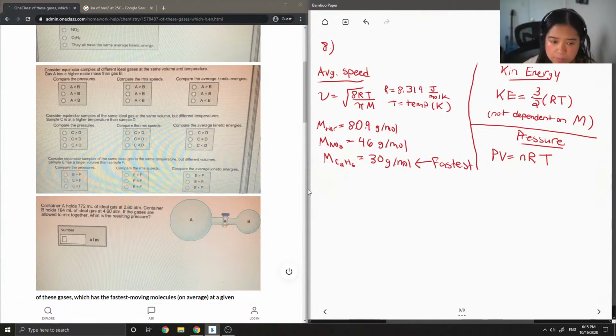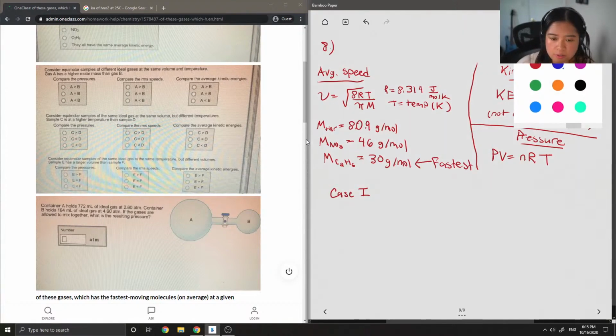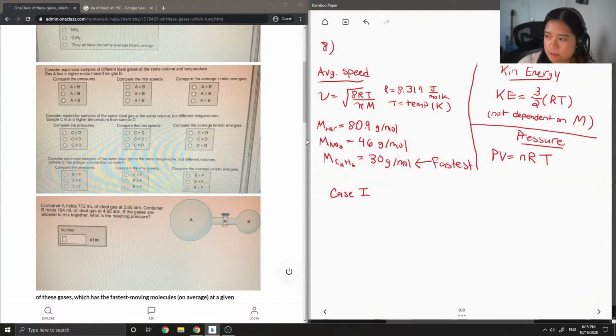Okay, so I'm just going to do the first part of the question just to show how you would answer something like this. Let's see what they've... So they do molar mass. Since we kind of did that already, let's look at case 2, where they talk about the different temperatures.